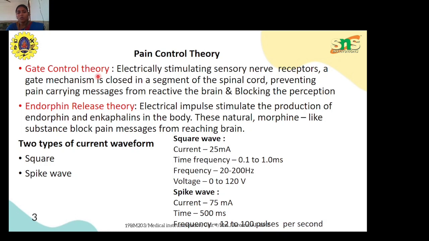So this is all about what a nerve stimulator is, the main components required when we want to design a nerve stimulator, what its application is, and the two main pain control theories in our body which control the pain from reaching the brain.